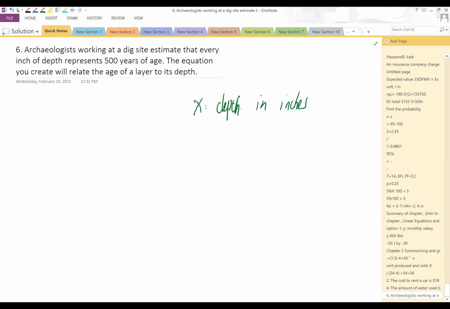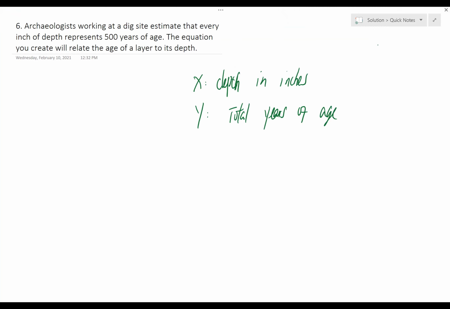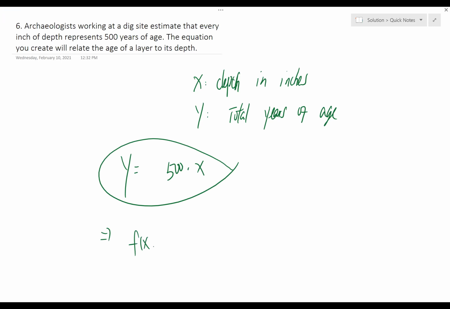Okay, and then what does y represent? Total years of age? Yes, total years of age. Very good. So what is y equal to? 1 inch represents 500 years, right? So that means 500 times x. Very good. That should be the answer. And if you want to use function notation, it will be f of x equals 500x. Very good.